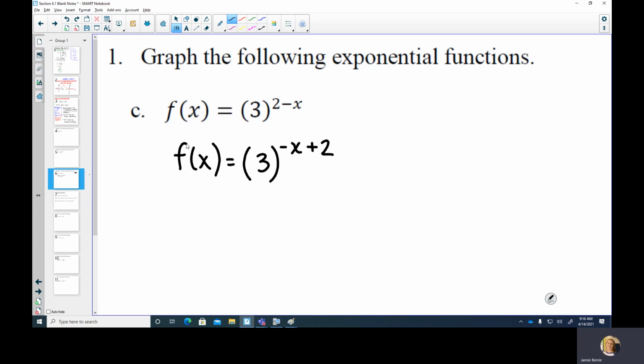We're just used to seeing the x come first. So now that we can see the x has got a negative on it, that's going to cause us to have a reflection. So we see the base of 3, we think, okay, this is going to be increasing. But that reflection is actually going to flip it upside down. But either way you plug it in, you'll get the same graph.